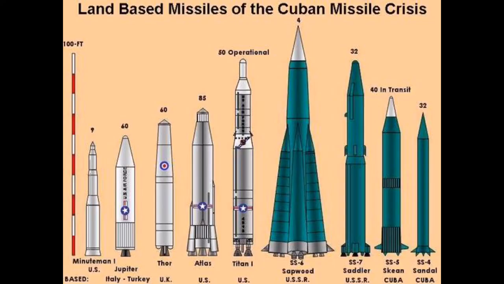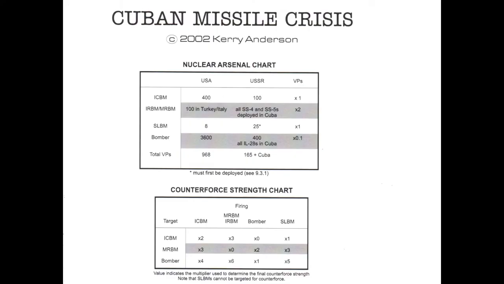So these are the land-based systems that were in the event. You can see the Sandal SS-4, the very largest missile in the center. There are only four of them available to the Soviet Union. On the extreme right, you can see the 40 SS-5s. It says 40 in transit, and then the 32 SS-4s. And then you can see the American missiles, the Titan I, the Atlas, the Thor, the Jupiter, the Minuteman missile. So the Americans had a significant missile advantage.